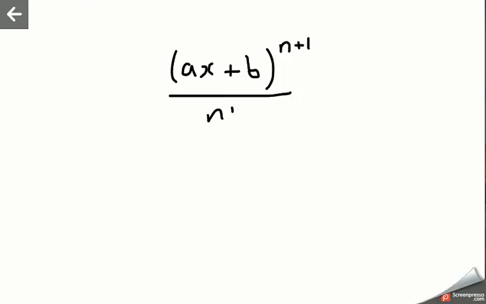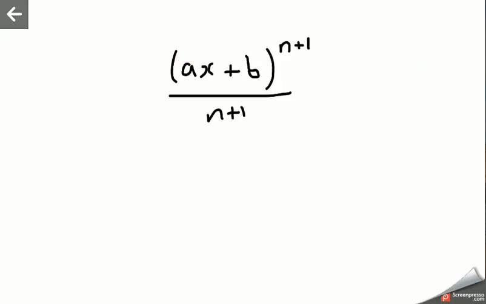First of all, suppose we want to differentiate the function (ax + b)^(n+1) divided by n + 1. What would that thing differentiate to? Well, by the chain rule, we can split this up into an inside function, which is ax + b, and then an outside function, which is u^(n+1) divided by n + 1. The chain rule says we should differentiate the outside function first, then differentiate the inside function and multiply them together. So that's exactly what we're going to do.